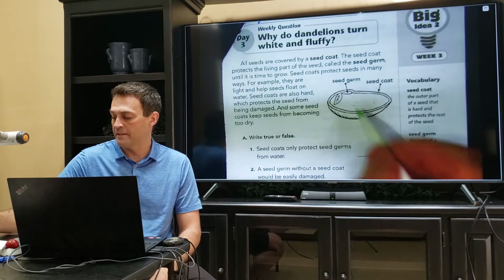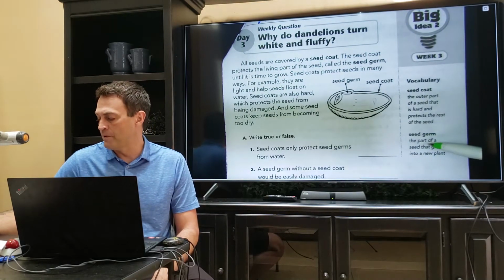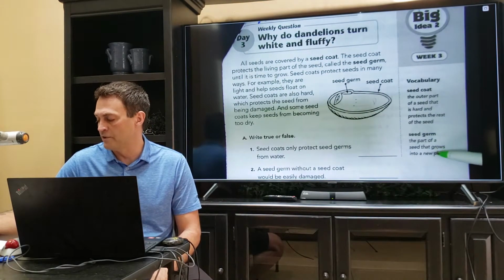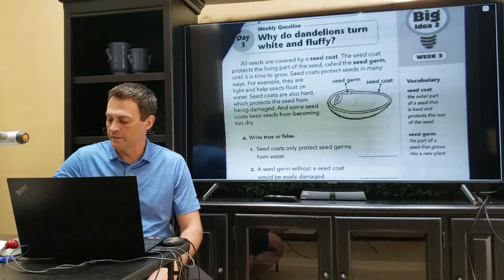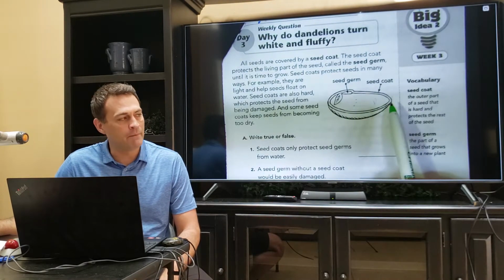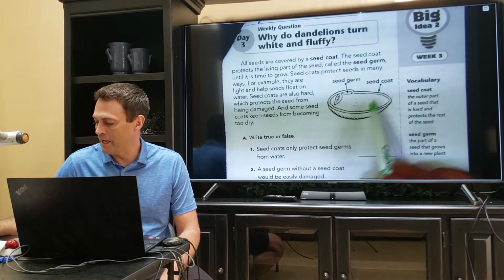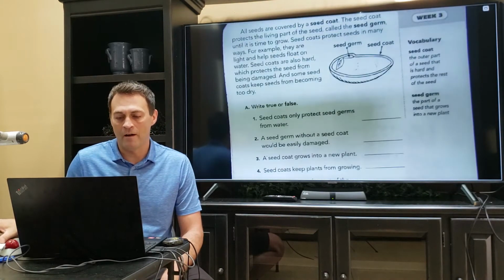So it protects the inner part of the seed, which is called the seed germ. The seed germ is the part of the seed that grows into new plants, all right? So this is like the baby. And the seed coat's like the blanket, keeps the baby warm and protected, and then the baby sprouts out and becomes a big plant. Alright, here we go.